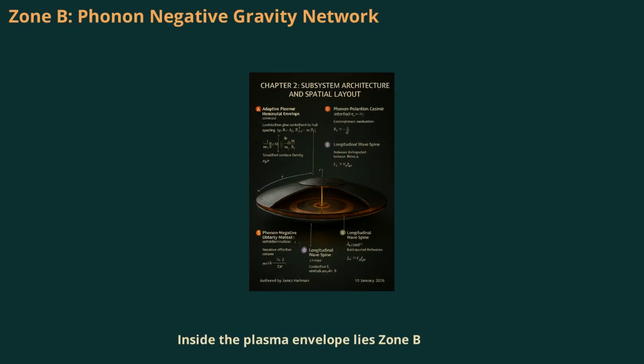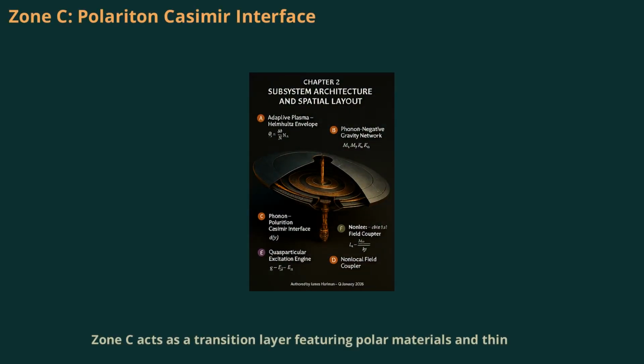Inside the plasma envelope lies Zone B, a thick shell composed of phononic crystal panels. Each panel is a tunable lattice, capable of generating negative curvature bands for gravity control. The mantle is vertically stratified, allowing for different inertial properties above and below the midplane, which is essential for lift and maneuvering. Zone C acts as a transition layer, featuring polar materials and thin cavities that enable strong phonon-photon coupling.